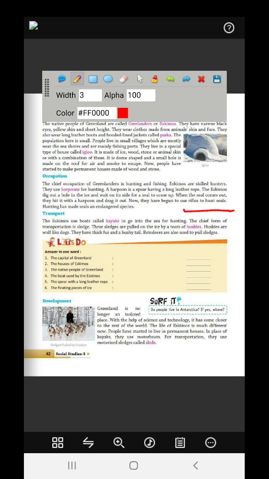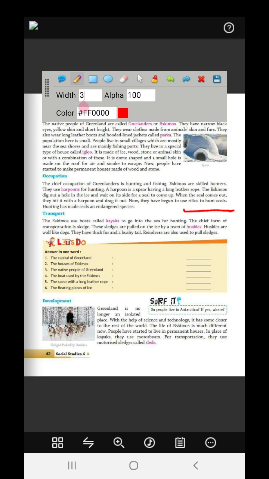Now, what is the development that is going on over here? Greenland is no longer an isolated place. With the help of science and technology, it has come much closer to the rest of the world. The life of the Eskimos is much different now. People have started to make permanent houses in place of igloos. They use motor boats. Oh my god, they're so technologically advanced. For transportation, the motorized sleds are known as snowmobiles.